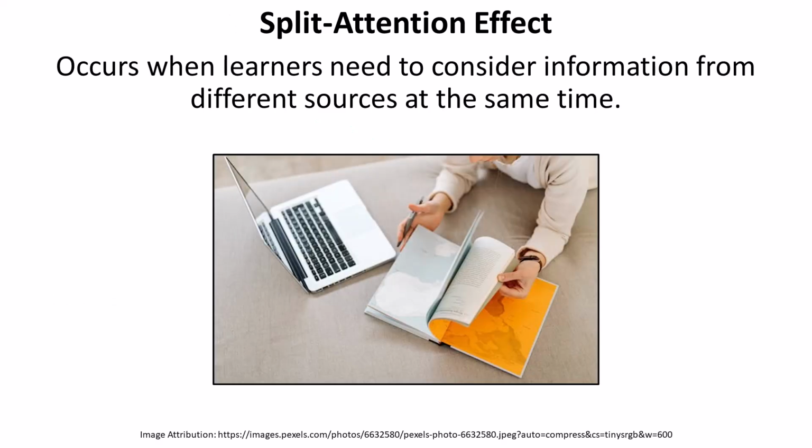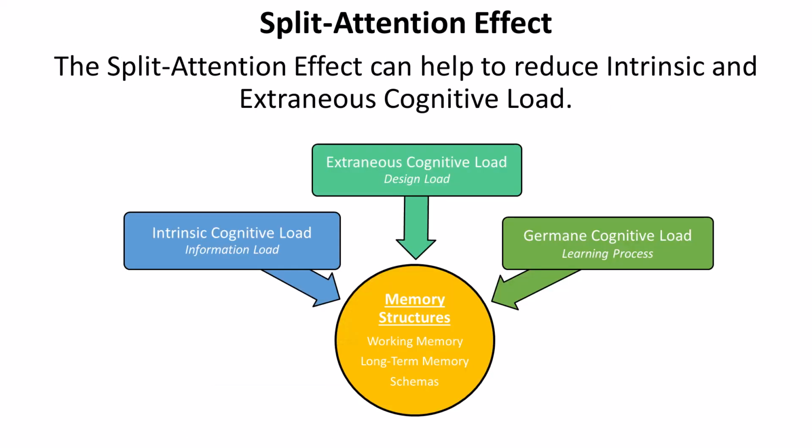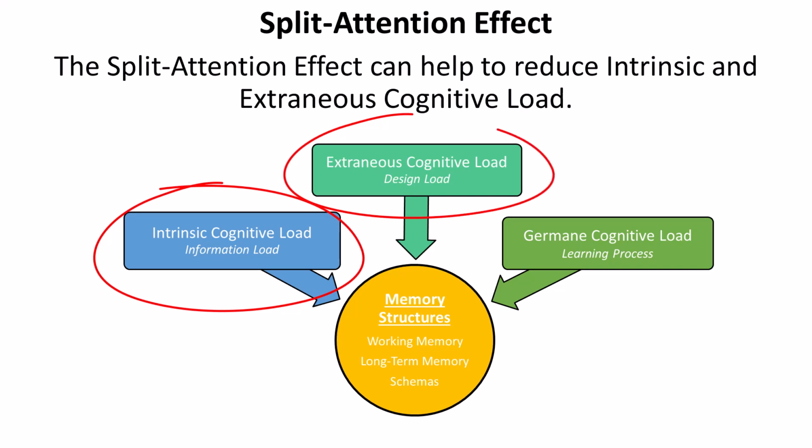Sweller describes the split attention effect as occurring when learners need to consider information from different sources at the same time. If the information is separate and the learner has to hold information in their working memories to locate the next piece of information, then cognitive load is increased. The split attention effect indicates that if the information can be pulled together in a cohesive fashion, then both intrinsic and extraneous cognitive load can be reduced.